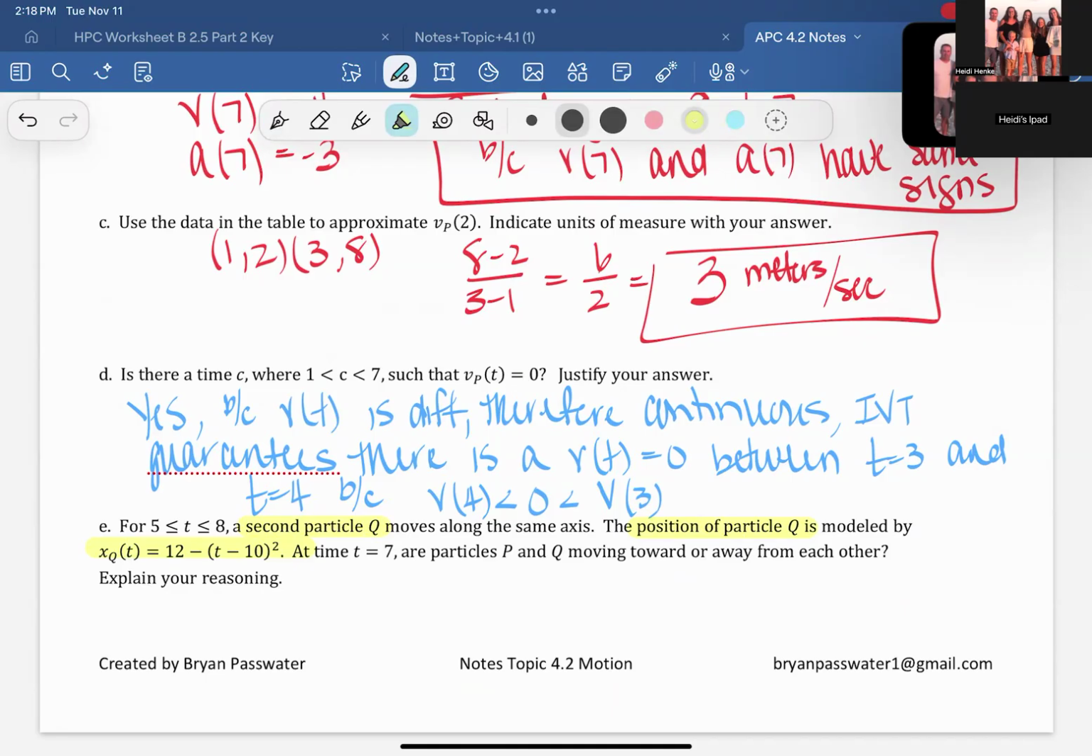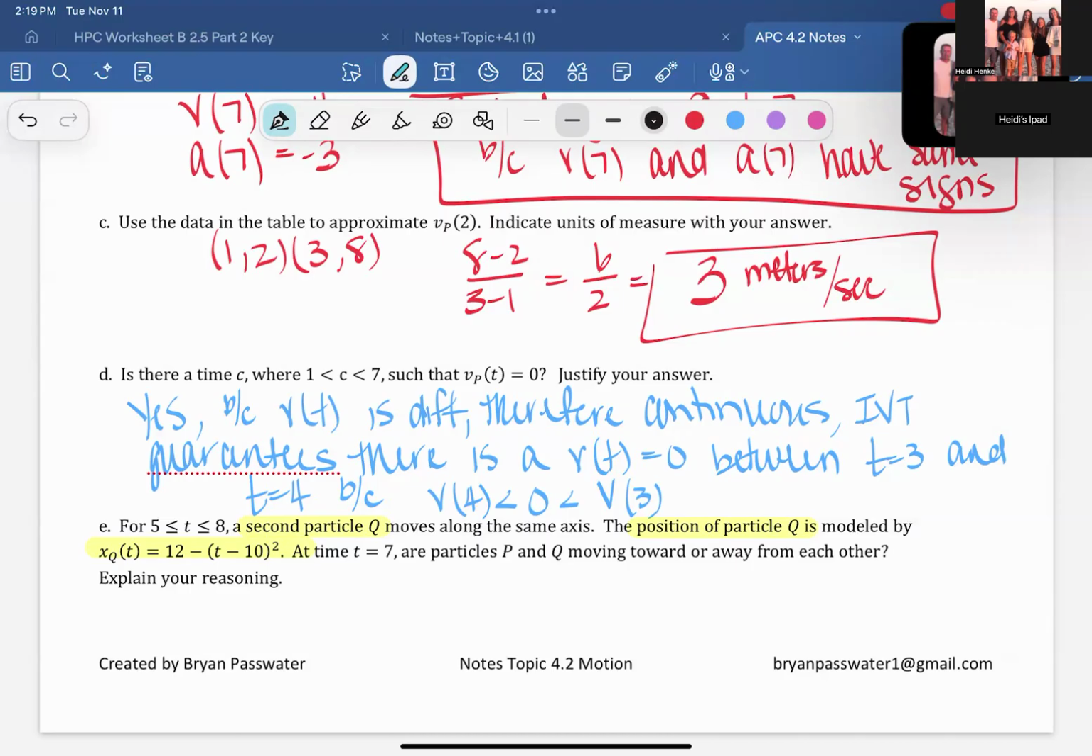Explain your reasoning. You can pause me for a second if you want to try to figure this out, but I'm running out of time, so I need to go. You're going to need to know 4 things, really. You need to know where P and Q are, so what are their positions at time 7? And then what direction they're moving. So that's 4 things: the position of Q at 7, the position of P at 7, the velocity of Q at 7 and the velocity of P at 7. And then we're going to draw a picture and see where we're at.